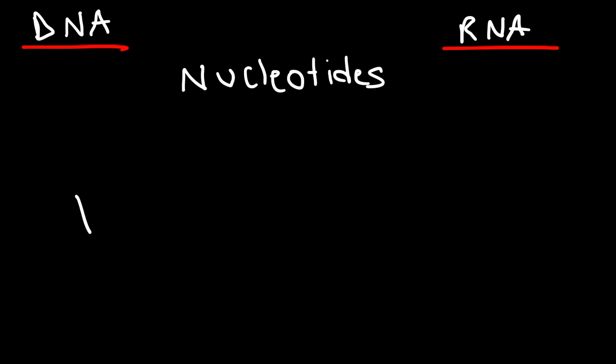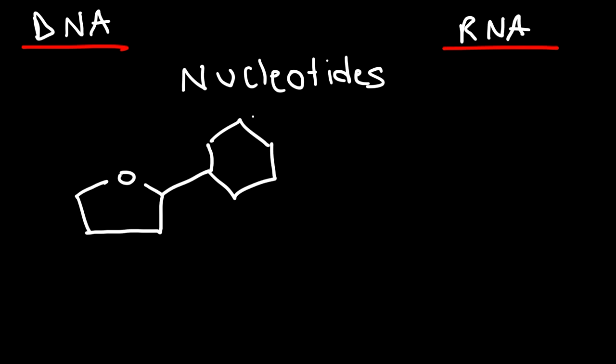So each nucleotide has a pentose sugar, a 5-carbon sugar, a nitrogenous base, and a phosphate group. So P stands for phosphate, S is for sugar, B is for base. Now in DNA, the type of sugar that we have is a 5-carbon sugar known as deoxyribose.